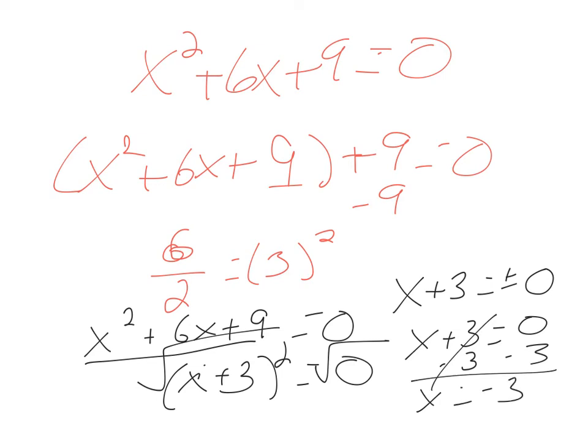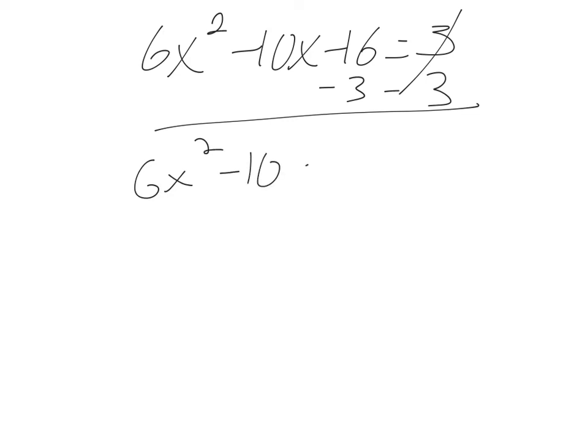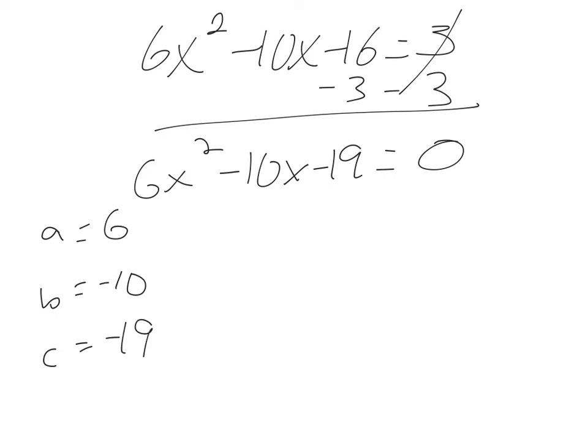It's -3. And then the last one, 6x squared minus 10x minus 16 equals 3. By quadratic formula, I have to have this equal to 0 to use my quadratic formula. So 6x squared minus 10x minus 19 equals 0. And then I identify A, B, and C. A is 6, B is -10, and C is -19.